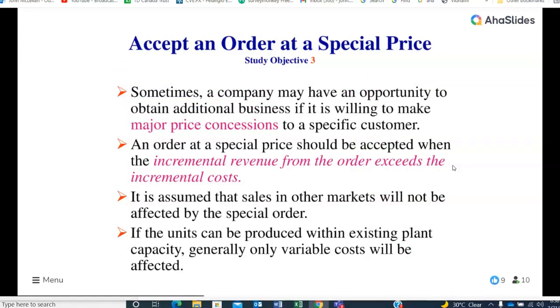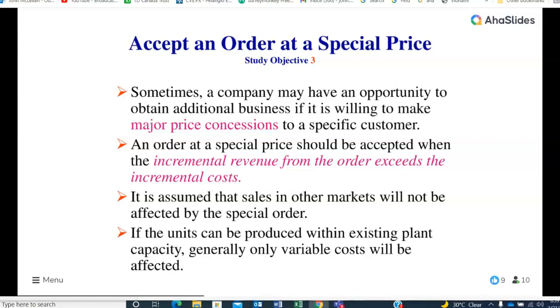This is whether or not to accept a special order at a special price. Sometimes a company has an opportunity to obtain additional business if it's willing to make major price concessions to a specific customer. An order at a special price should be accepted by the company if the incremental cash in from the order exceeds the incremental cash out. Now, we must make some assumptions here. One of them is that it's assumed that the sales in other markets will not be affected. That is, our other customers do not find out about this. If they find out about it, they might just leave us.